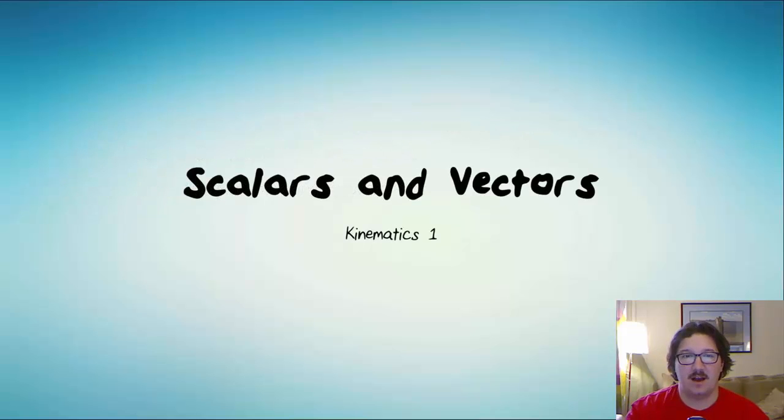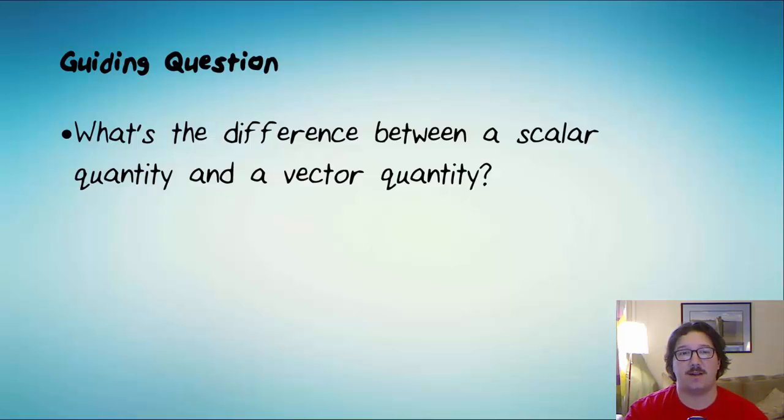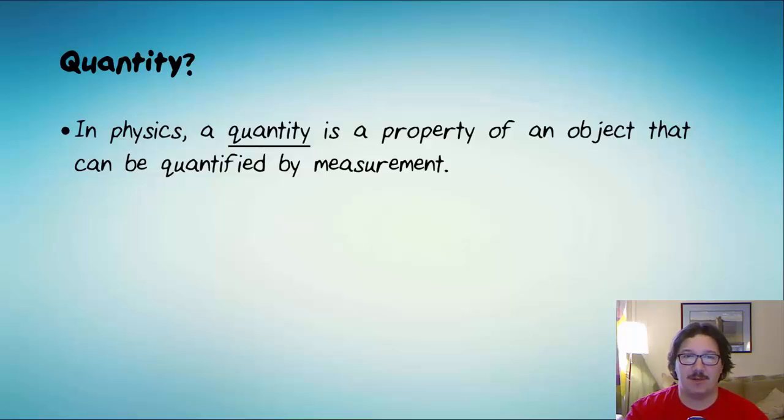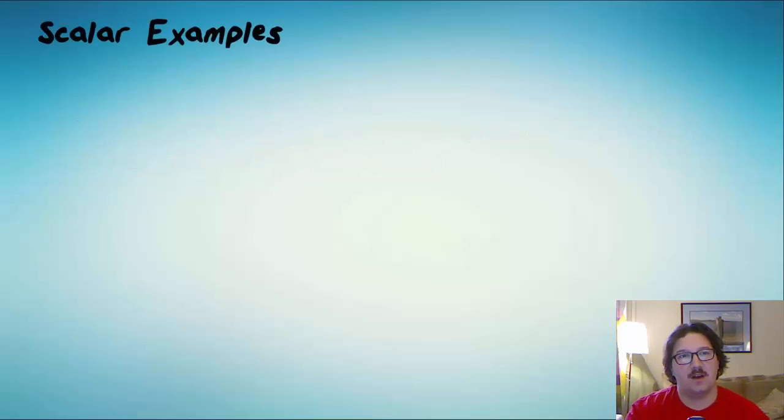Okay, into the first lesson, which is called scalars and vectors. And the guiding question for this lesson is: what's the difference between a scalar quantity and a vector quantity? So first, why don't we define quantity? In physics, a quantity is a property of an object that can be quantified by measurement. So the number of books on a bookshelf or the length of your pencil are quantities. You can count those, you can measure those. And we'll learn a lot of quantities this year. So instead of giving definitions that really don't make any sense out of context, let's look at some examples.